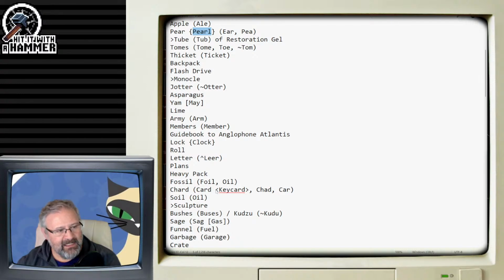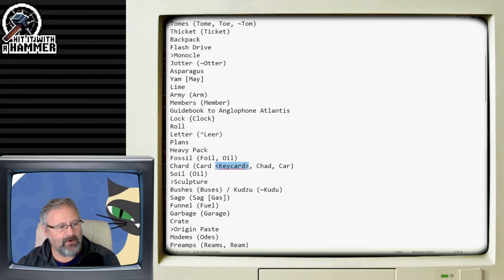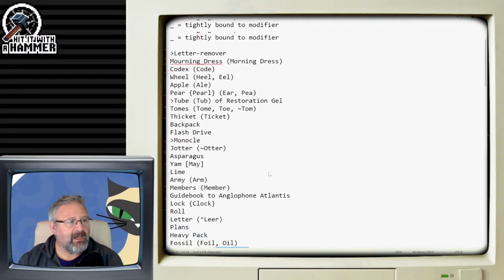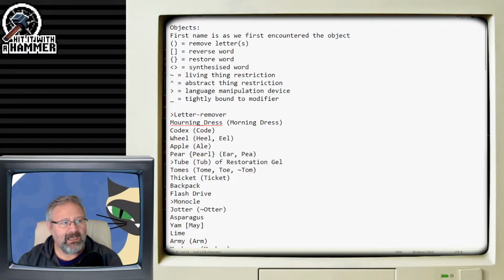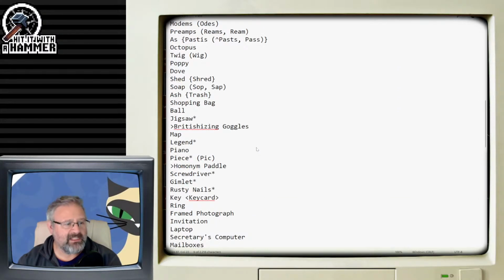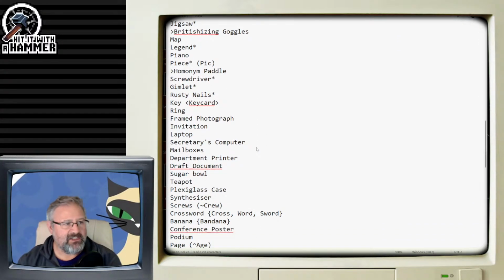Also, these greater and less than sign brackets are words that can be created in the synthesizer, so words that can be combined. And yeah, I think that's about it. So we have a long list of words and a long list of things to try out.